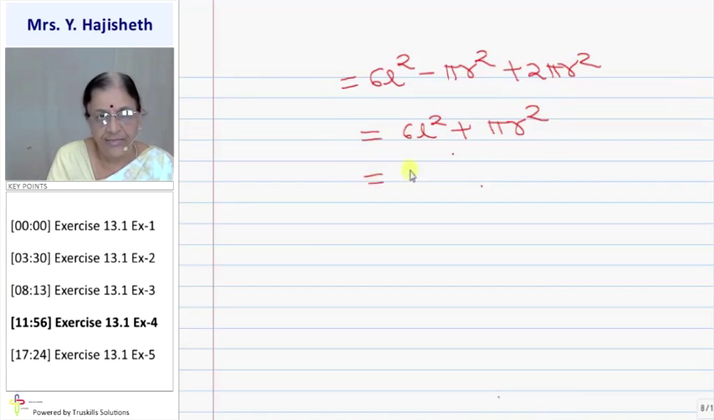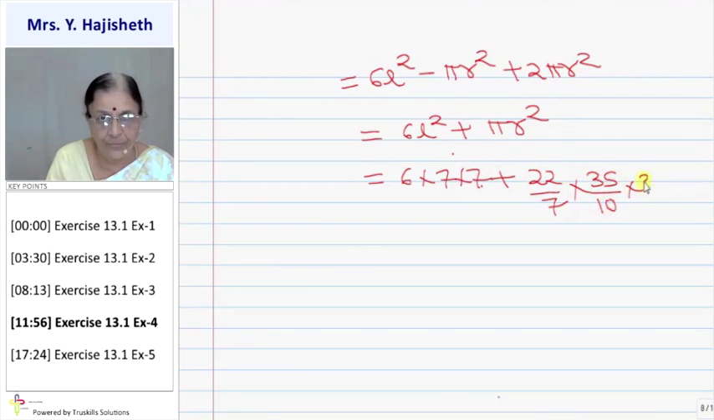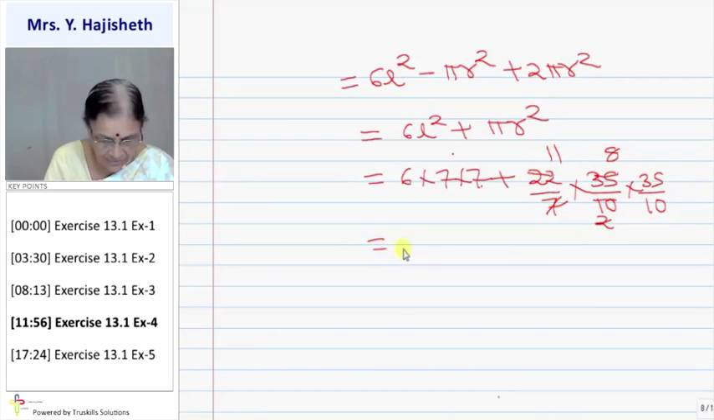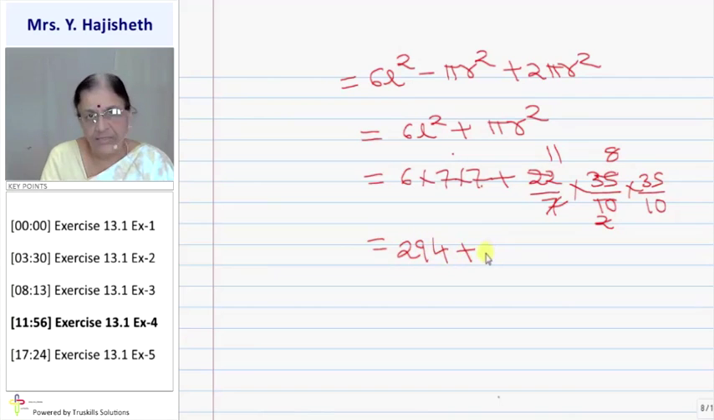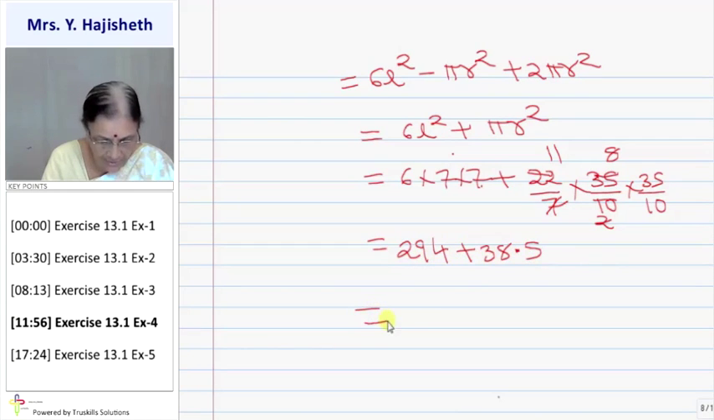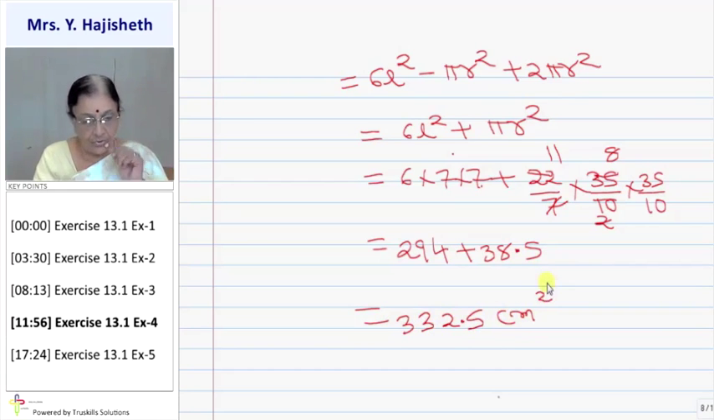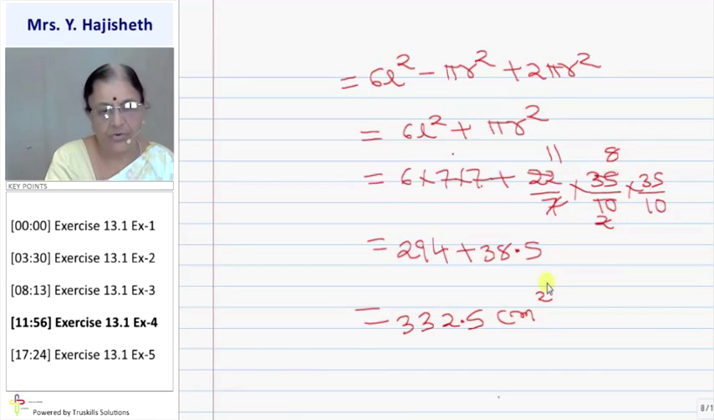Put the values. 6L square is 6 into 7 into 7. Pi is 22 by 7 and r is 3.5, so 35 by 10 into 35 by 10. 7 5 ja, 5 2 ja and 2 11 ja. Here 6 into 7 into 7 is 294, plus 11 into 35 is 385. 385 upon 10 is 38.5. So my total area is 332.5 centimeter square. That is the total surface area of this cubical box.